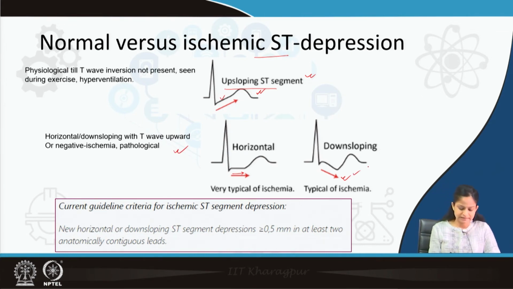So, the current guideline for ischemic ST segment depression is horizontal or downsloping ST depression of more than or equal to 0.5 millimeter in 2 contiguous leads. So, this is the current guideline.